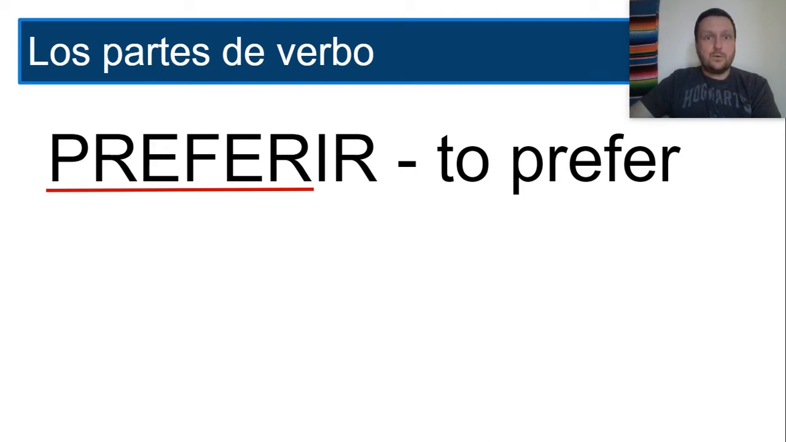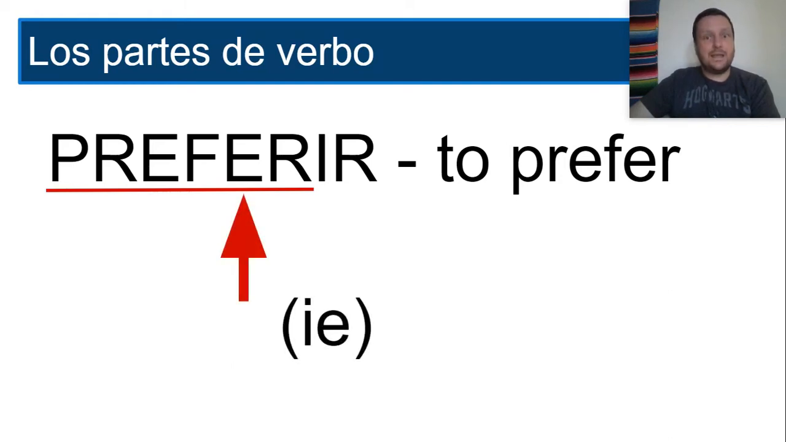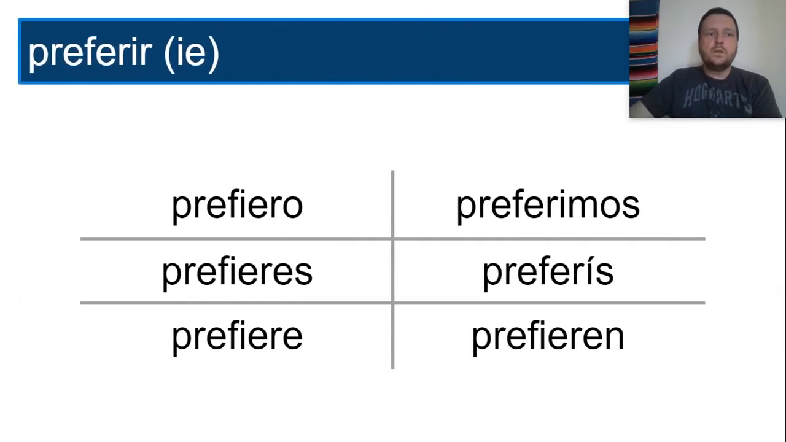We have two vowels in this one. Which one's going to stem change? The last one. And how are we going to change it? To an IE. Like I said, we're only doing IE stem changers today. So here are our forms: prefiero, prefieres, prefiere, preferimos, preferís, prefieren.